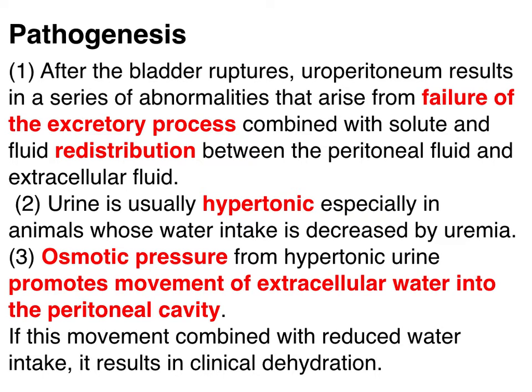اوزموتيك هنا راح يصير عملية اختلال بالضغط الاسموزي والهيدروستاتيك بريشر، اوزموتيك بريشر اللي سبق أن تطرقت إلها في الكارديوفاسكولار سيستم. هنا الأوزموتيك بريشر from hypertonic urine promotes movement of extracellular fluid into the peritoneal cavity، لأنه تمزق المثانة في البريتون وصار هايبرتونيك أو هايبر أوزموتيك بريشر، فبالتالي راح تشجع سحب السوائل من الأجزاء الأخرى وتزيد كمية السوائل في البريتون. This movement combined with reduced water intake results in clinical dehydration.